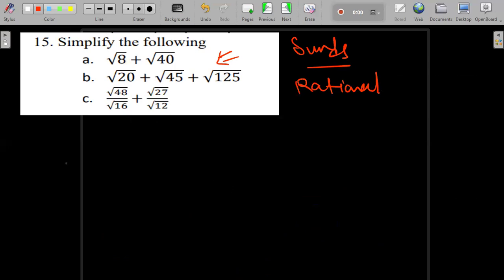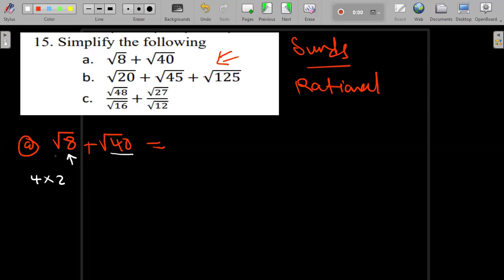So the first one there, A, we have root of 8 plus root of 40. So root of 8 plus root of 40, we can simplify this. So we're going to say this is equal to, so we know that this 8 here can be written as 4 multiplied by 2. And then this 40 here, in what way can we write it? So that we simplify it. Okay, so let's do that.